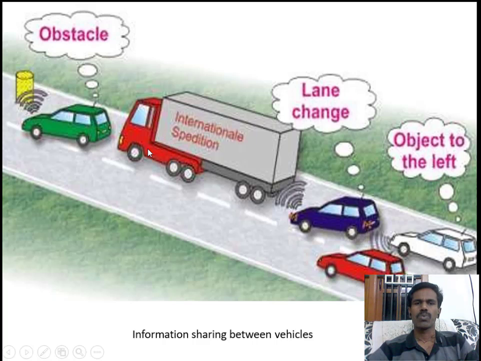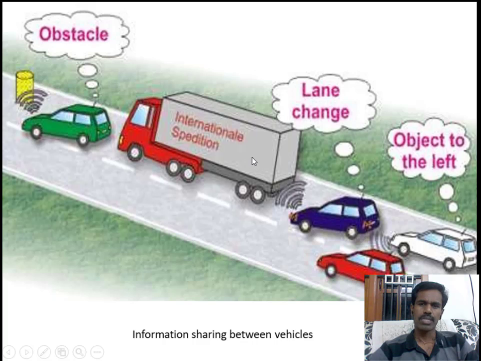So the vehicle will get all that information, whether the object is on the left side or right side, whether the people are changing the lane, whether some more obstacles are there or not. All of this information will be communicated to each and every device. For example, this vehicle is changing the lane, so this information is given to the nearby vehicles.